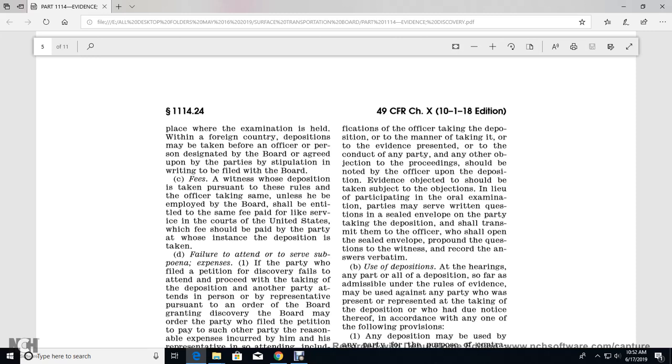Fee for the witness for the deposition. The officer taking the deposition of the person, unless they have been employed by the board, shall be entitled to the same fee paid for like service in the courts of the United States, which fee should be paid by the party at whose instance the deposition is taken.